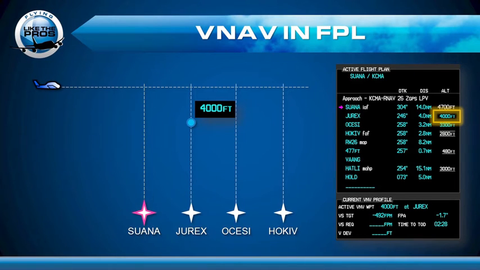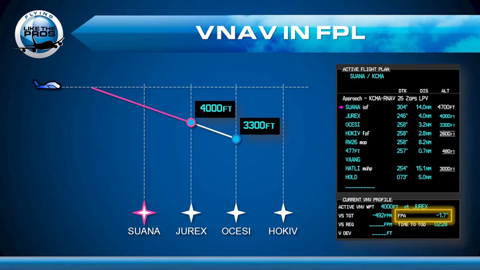So in this example, we have a target altitude of 4,000 feet at Jurex and a target altitude of 3,300 at Okeze. Our active VNAV waypoint is 4,000 feet at Jurex. And note, though, that this is different from our active lateral waypoint at Suwana. We're going to fly direct Suwana and then to Jurex, all the while descending to reach Jurex at 4,000 feet using a flight path angle of 1.7 degrees. And our time to top of descent is about 2 minutes and 28 seconds.